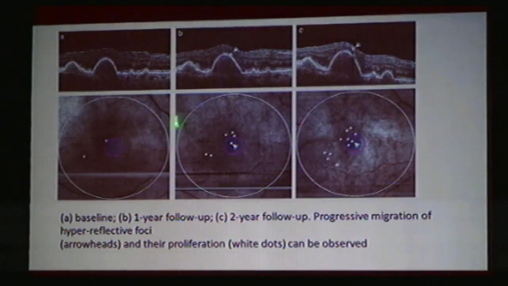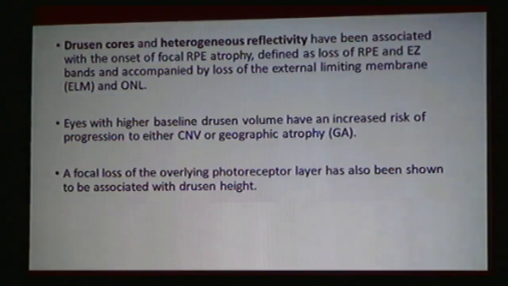This is a particular article which is talking about one small finding. You see these large PEDs as well as drusen here. There is this small speck seen above the PED, and in a follow-up over 2 years, they have noted that there is migration as well as proliferation of these hyperreflective spots, and that it corresponds to the pigmentary areas you're seeing in the fundus.